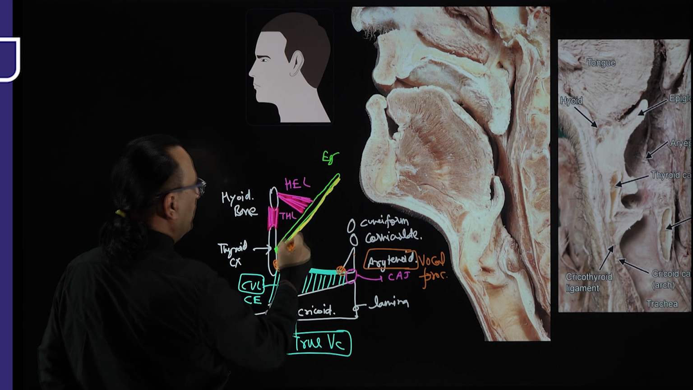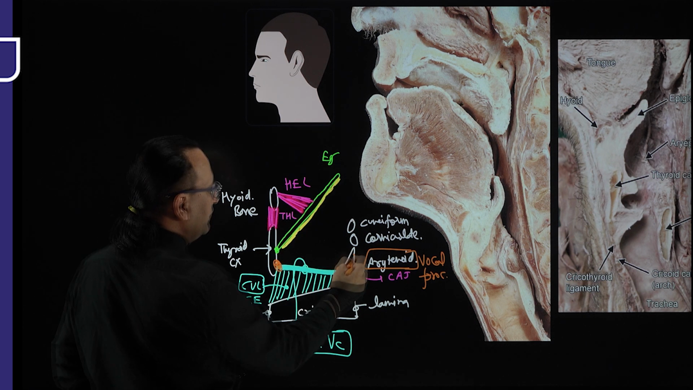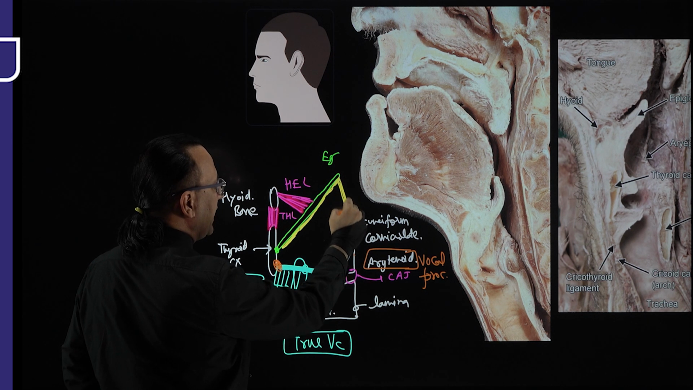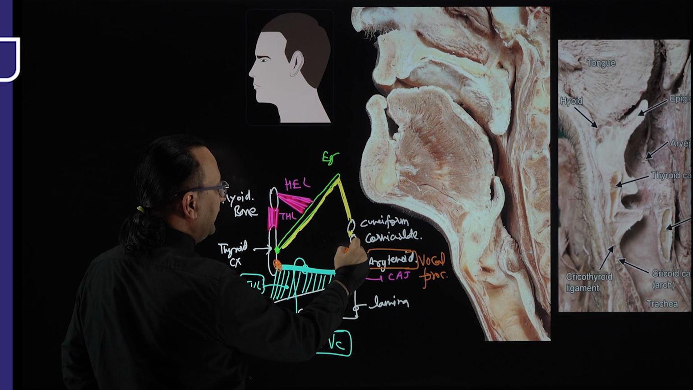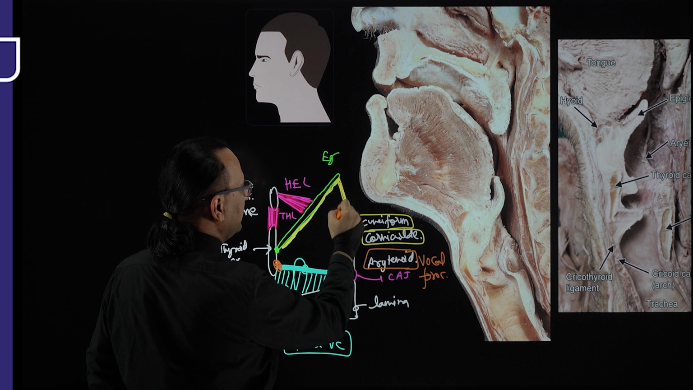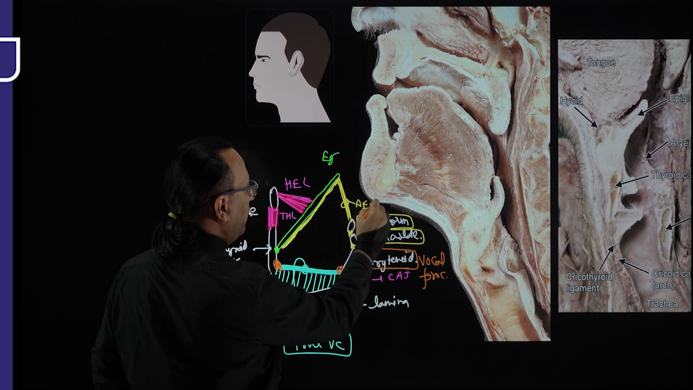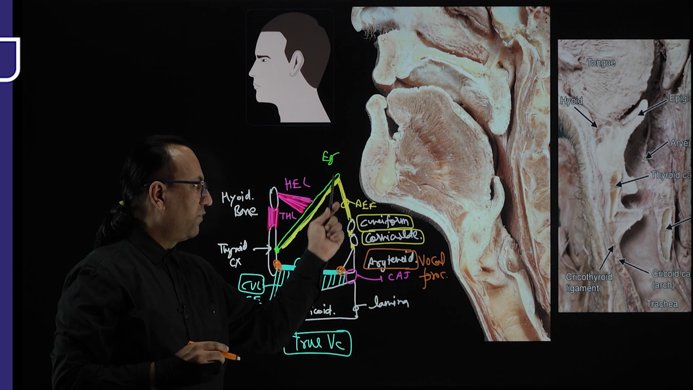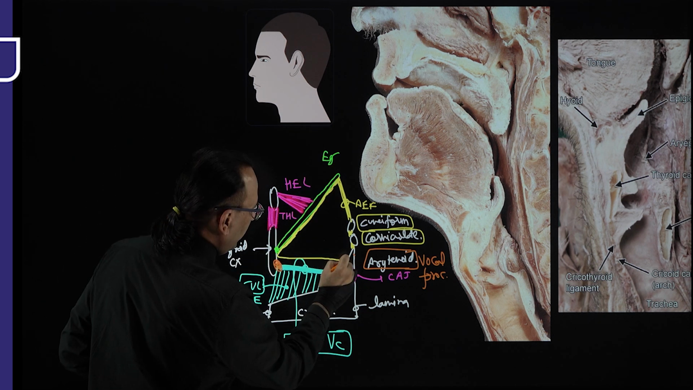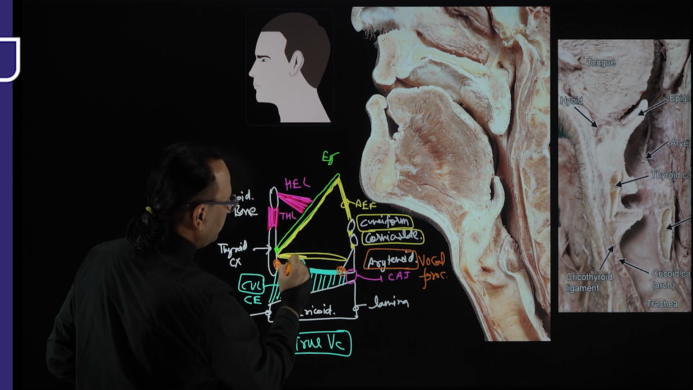from there it was running towards the arytenoid cartilage, forming a fold which is called the aryepiglottic fold, and embedded in this aryepiglottic fold were the cartilages, the corniculate cartilage and the cuneiform cartilage. So this is the aryepiglottic fold, the upper free border of the quadrangular membrane, whereas the lower free border of the quadrangular membrane will be forming the false vocal cord.